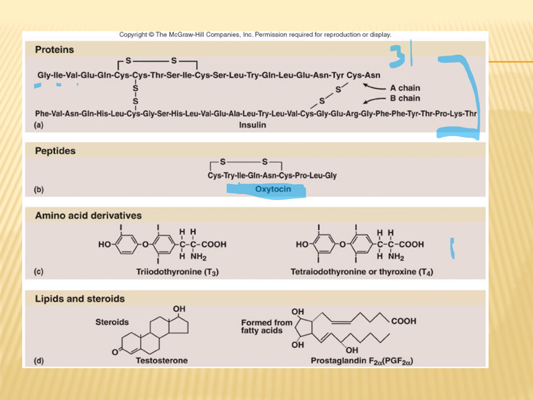These are the two forms of thyroid hormone. They are also made from amino acids. And then testosterone is a lipid. It's an example of one of the hormones that are made from lipids.